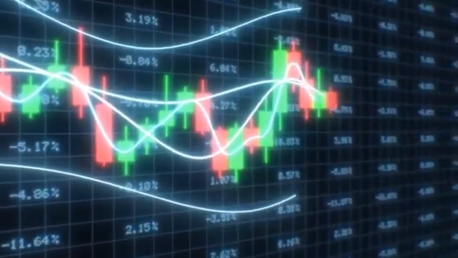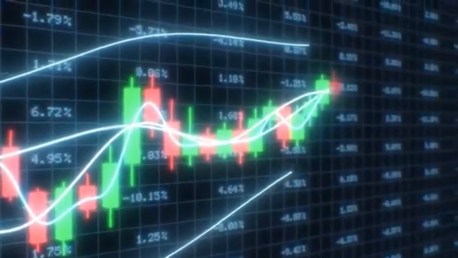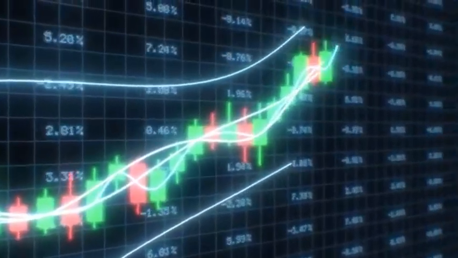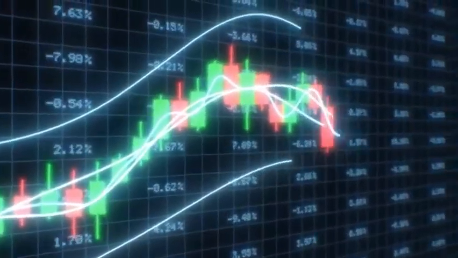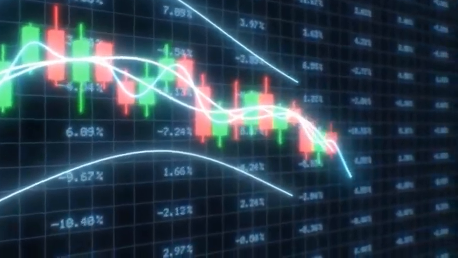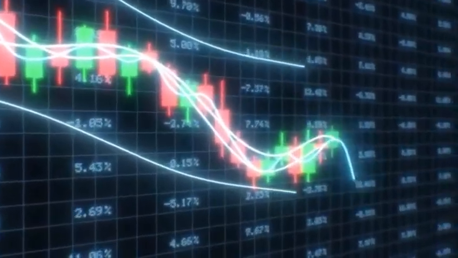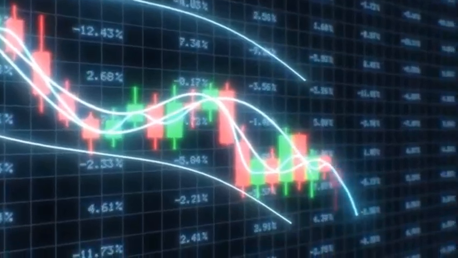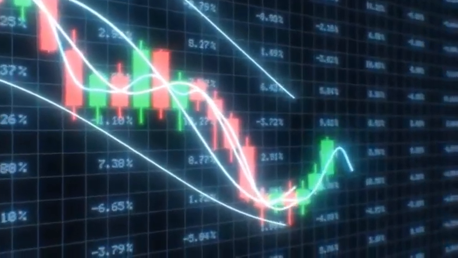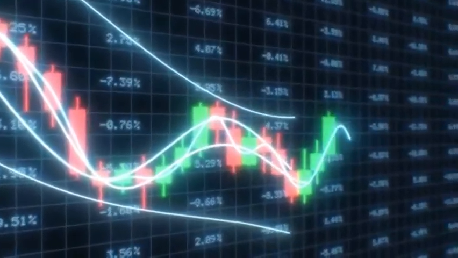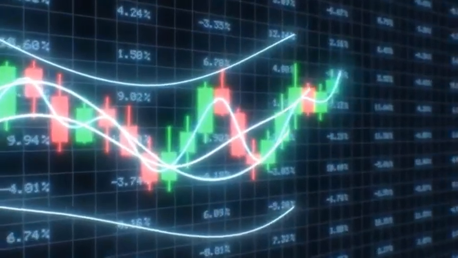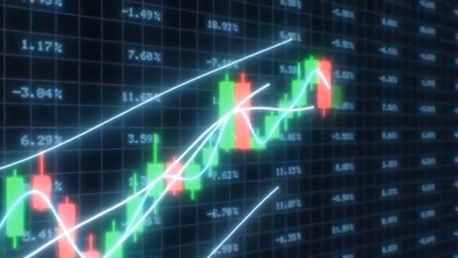What are Japanese candlesticks? A candlestick is made up of 4 key price points. Open, the price at which the asset starts trading within a specific time period. Close, the price at which the asset finishes trading within that period. High, the highest price reached during the time period. Low, the lowest price reached during the time period.